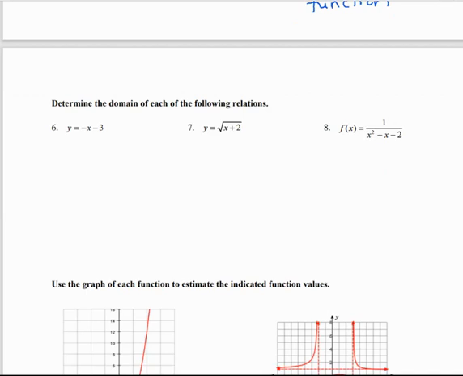Now let's review finding domain, not range, just domain when we're given an equation. Remember, what are the 2 biggies that we look for? That could be a red flag. Watch for fractions and radicals. Otherwise, your domain is going to be good to go to be all real numbers.